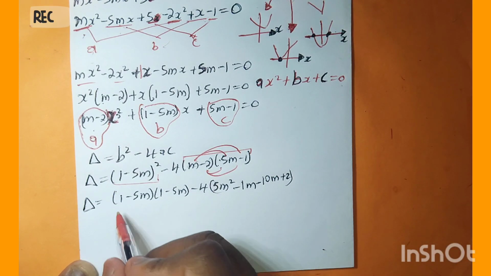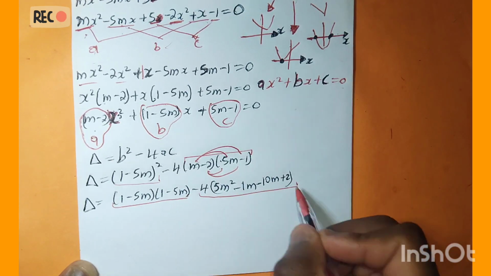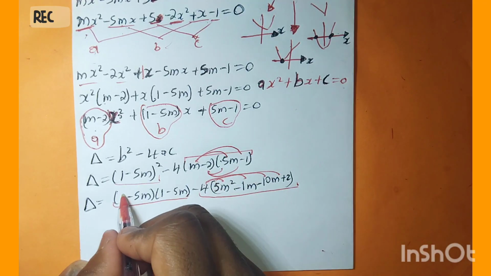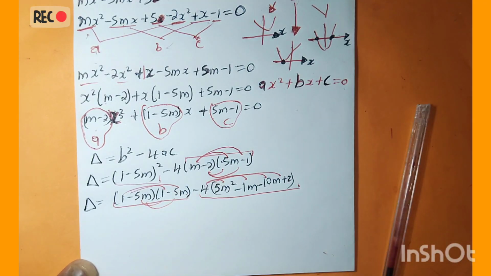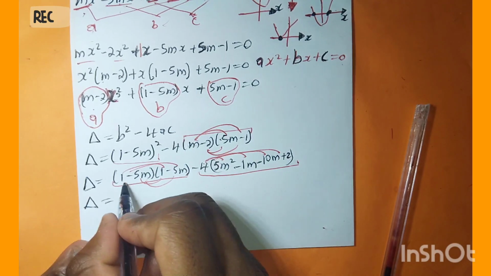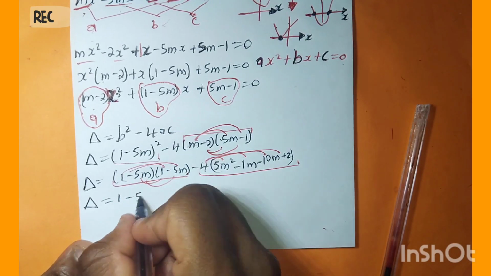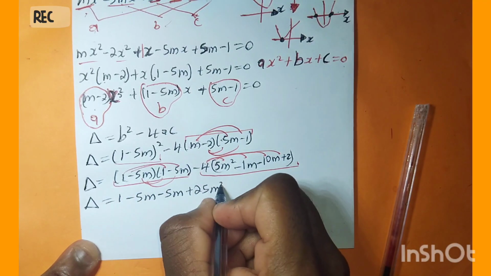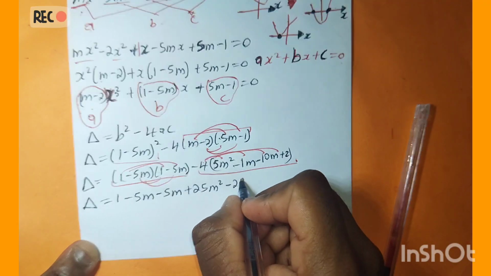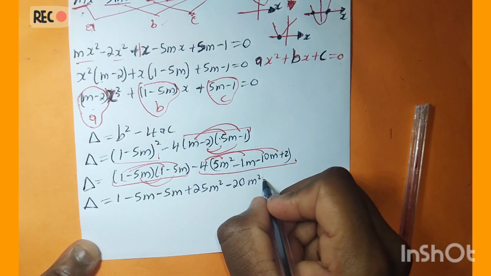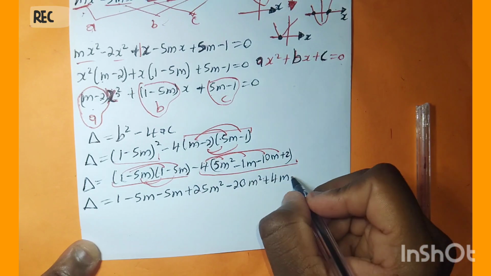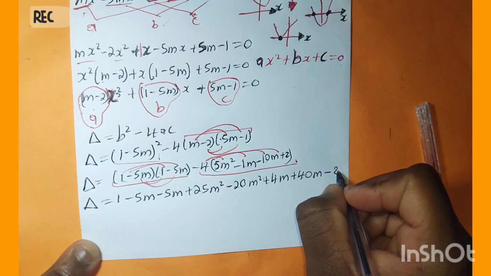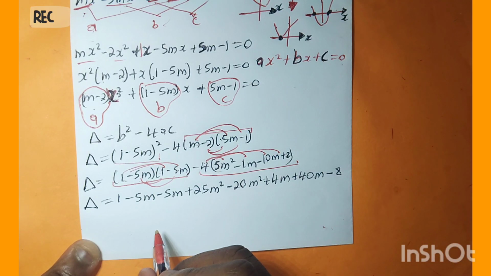Now, guys, I can also expand that again, because that 4 will multiply each thing there. So this is what will happen. This multiplied there is 1. This multiplied there is minus 5m. This multiplied there is minus that. Same sign, positive 25m squared. This multiplied there is minus 20m squared. This is positive 4m. This is positive 40m. This one, different sign, negative 80 there.